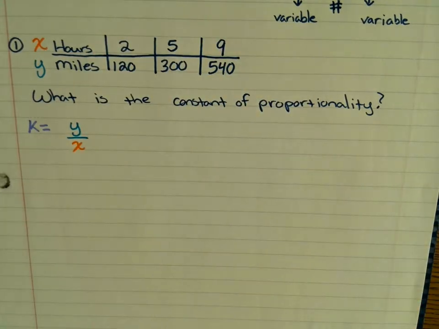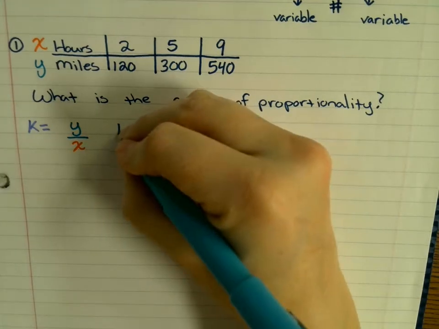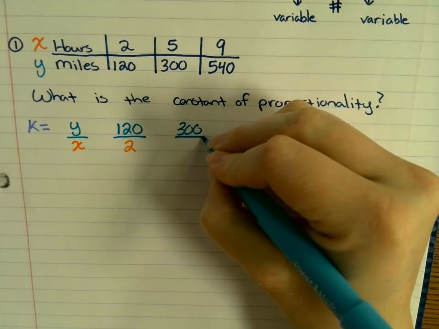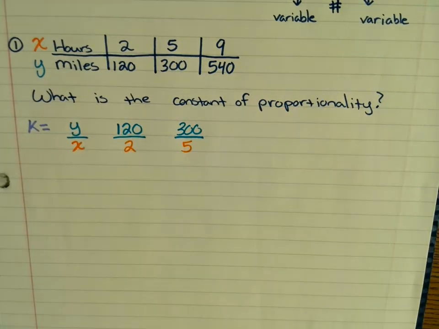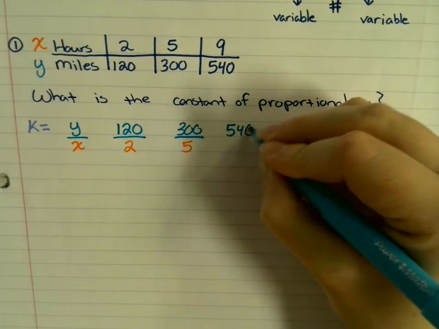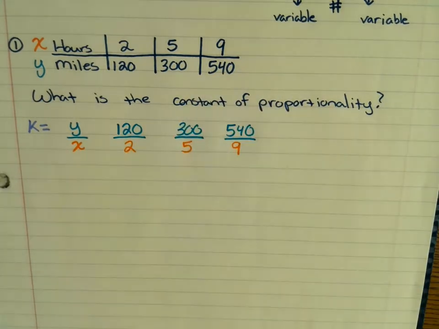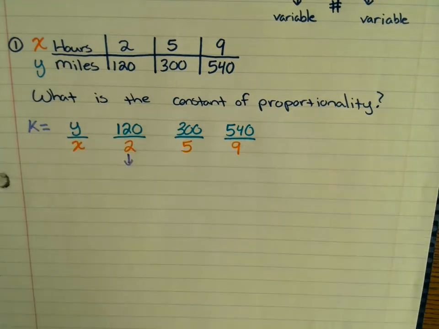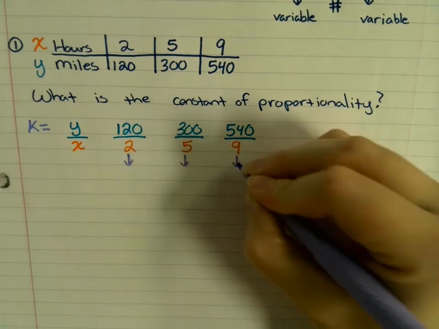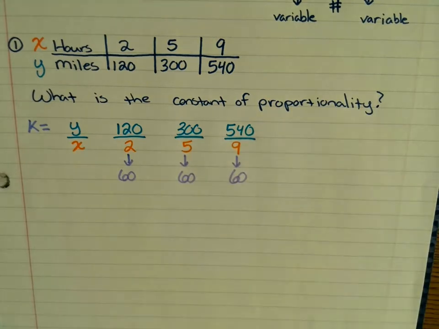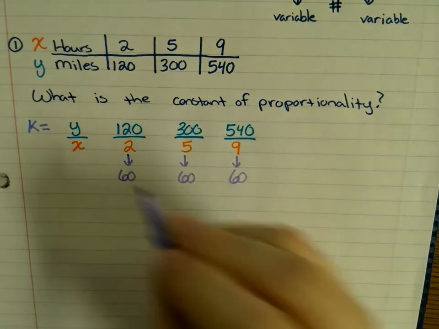Okay? So I'm going to show it to you for all of them. If I do 120, it's going to be over 2. If I do 300, it's going to be over 5. If I do 540, it's going to be over 9. And because this is a proportional relationship, they're all going to be equal to the same value. Say it louder, Gabriella. 60. It's all going to be equal to 60. They all come out to the exact same value of 60.